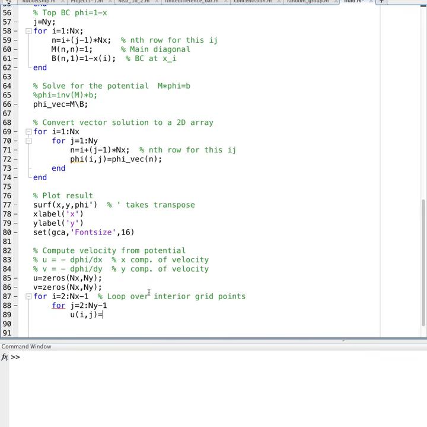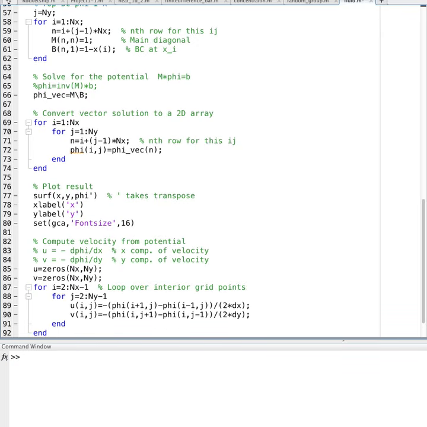So the velocity u of i, j here, I'm going to use my finite difference operator. So the minus from the formula, and then phi at i plus 1, j minus phi at i minus 1, j divided by 2 times dx is my u velocity. And my v velocity is going to be very similar. So I'm going to have v of i, j is equal to minus phi of i, j plus 1 minus phi of i, j minus 1 divided by 2 times dy. So those are just finite difference operators for the first derivative applied to phi.